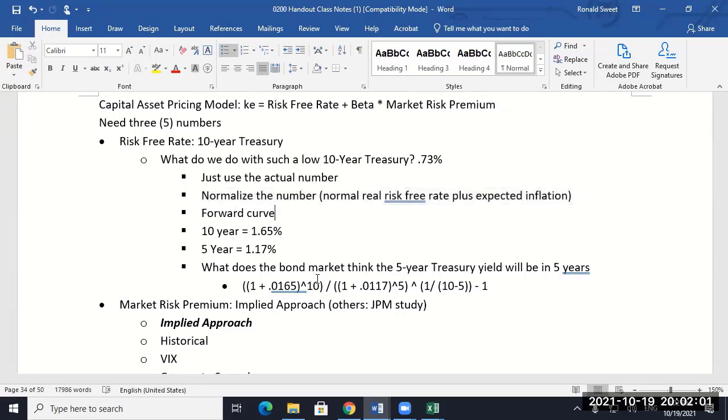And then the forward curve is the approach I prefer now, just because I do think we're in a noisy situation with COVID. The nice thing about the forward curve is that you can also get the forward inflation number, which can be valuable to you in paper 6 and some of the valuations, right? So there's the risk-free rate.